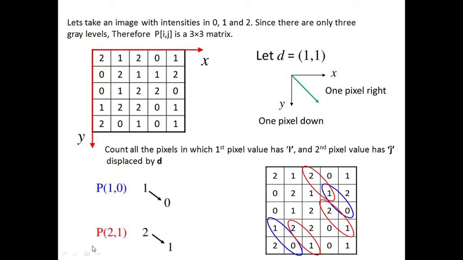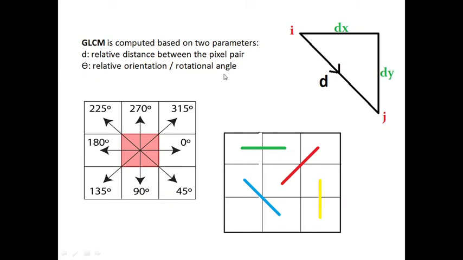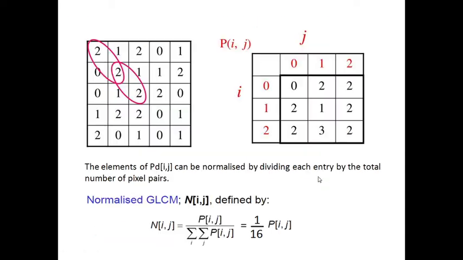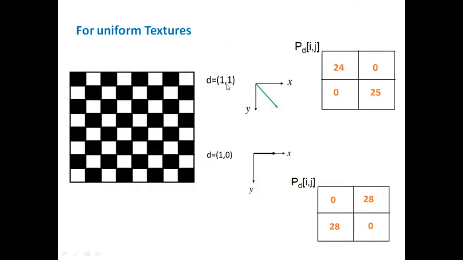Okay, that means p of 2 comma 1 is 1 pixel right and 1 pixel down, so 45 degrees of orientation. That means angular displacement, or some kind of orientation that one pixel makes with another pixel. So 1 pixel right and 1 pixel left in this manner. The same thing you can see here. I will explain this slide.